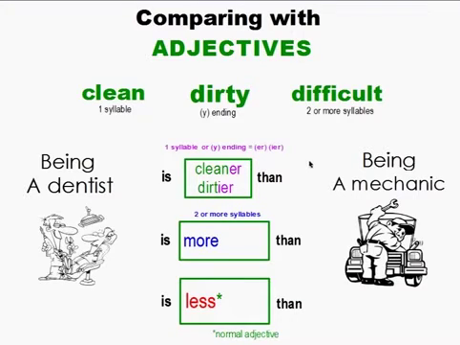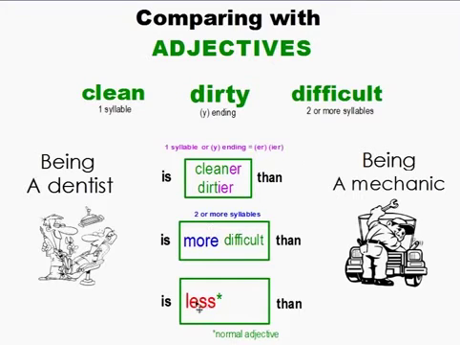Okay? I could also say being a mechanic is dirtier than being a dentist, if I believe that to be true. But the idea is that when it's one syllable, I use ER, for example, clean, cleaner, and dirty, because it has a Y ending, I use the IER, so dirtier. Now, when I have two or more syllables, for example, difficult, that's 3 syllables, then I need to use more. So I'm going to say being a dentist is more difficult than being a mechanic.